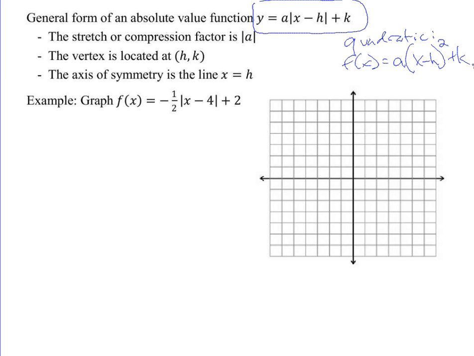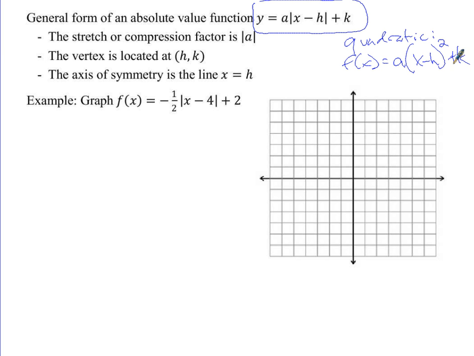It's just that now we're dealing with absolute value instead of parentheses and squaring. Okay? Exactly the same. The stretch or compression factor is the absolute value of the number that you see here. I'm saying the absolute value because we're not taking into account the negative sign that might be there. It's the magnitude of a that stretches or compresses. The vertex is located at h comma k. This is really nice to know because now you don't have to pick test points anymore and try to find where that thing turns around. You know where it turns around just by looking at h comma k.